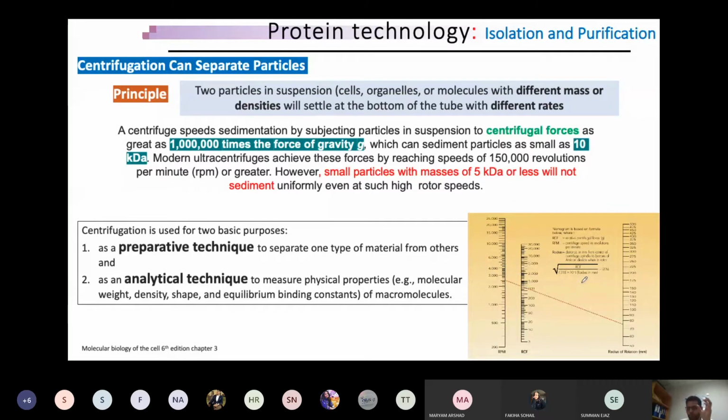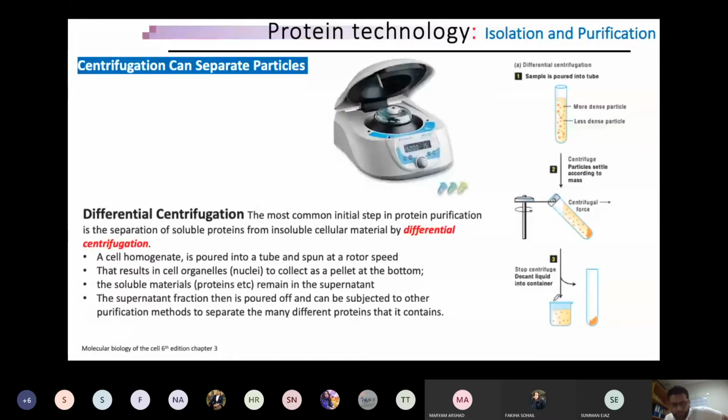So you should know the rotor size. What is the radius of your rotors? You should know the RCF value, and you can give the RPM value in this formula, and then you can calculate the centrifugal force and everything, which is important. So this is the similar thing.